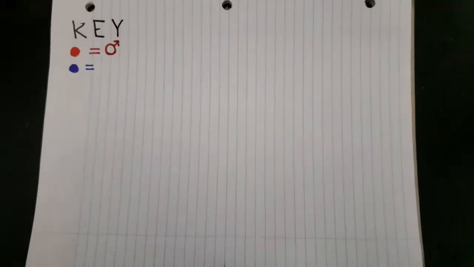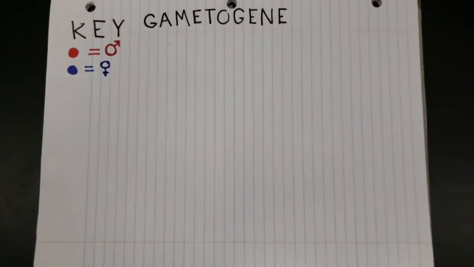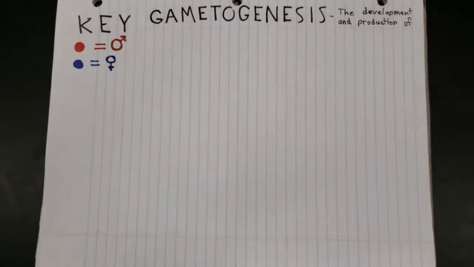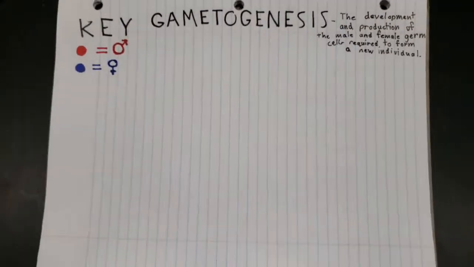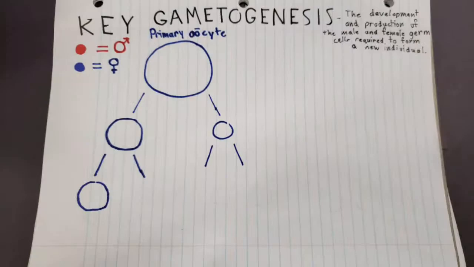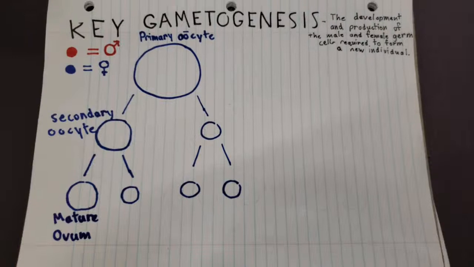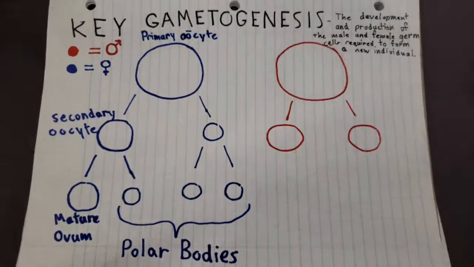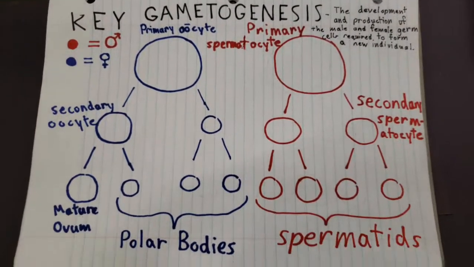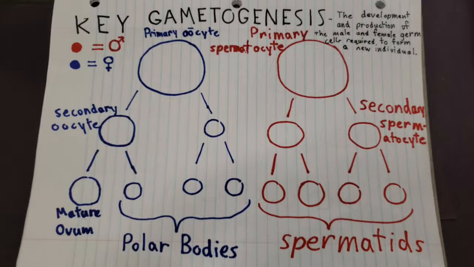Our first term is gametogenesis, which is the development and production of the male and female germ cells required to form a new individual. Gametogenesis is quite similar and follows the same pattern of division for both males and females, in which the cells both divide into two twice. Some of the differences are that the cell that is divided for males is known as a spermatocyte, while the cell for females is known as the oocyte.